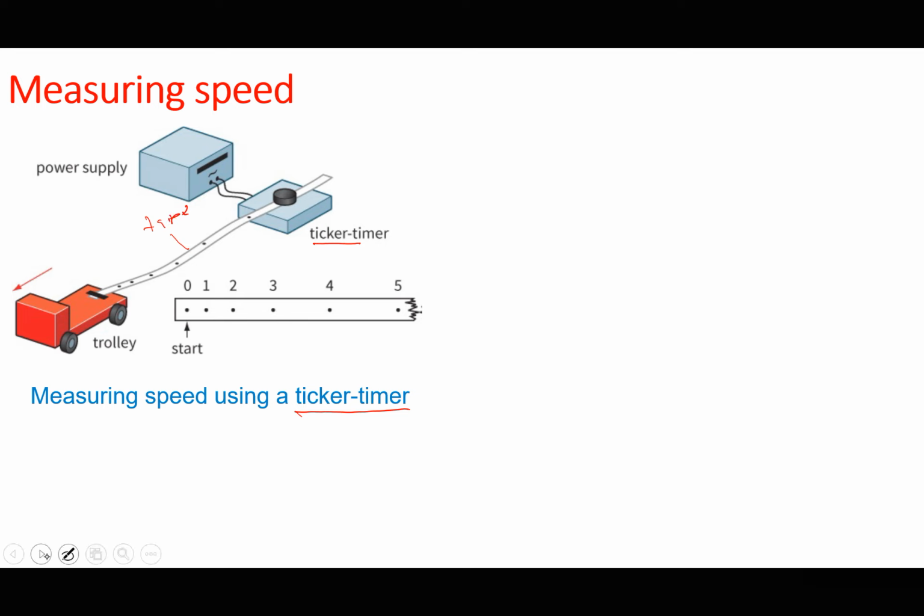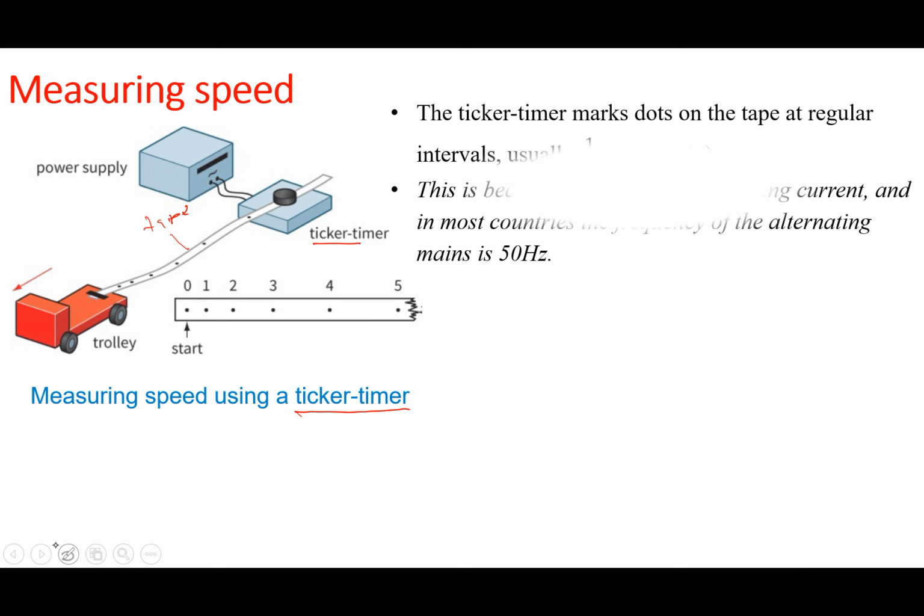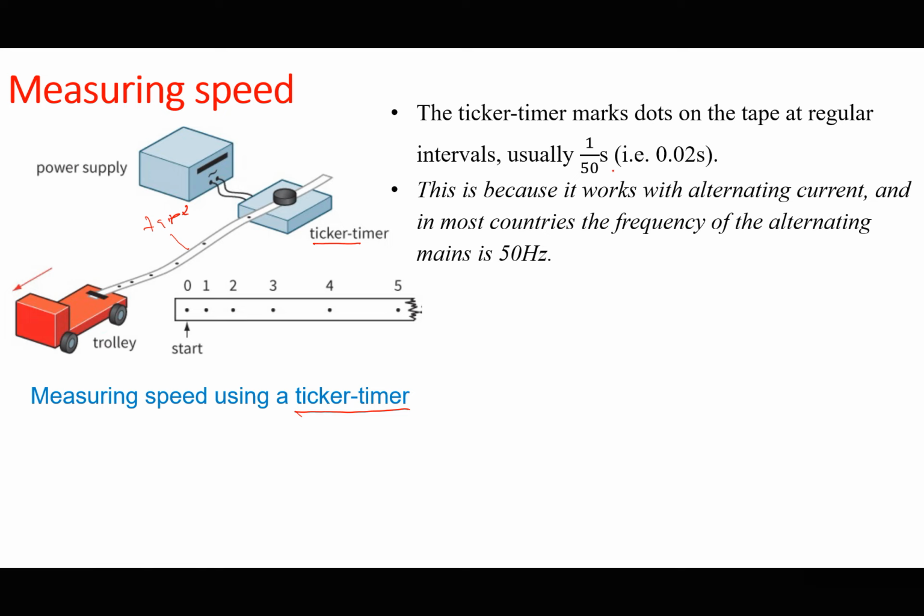What is special about this is that the ticker timer makes dots on the tape at regular intervals. It is usually 1 over 50 seconds, that is a time of 0.02 seconds. After approximately 0.02 seconds, it makes a dot on the tape. In other words, it is vibrating.